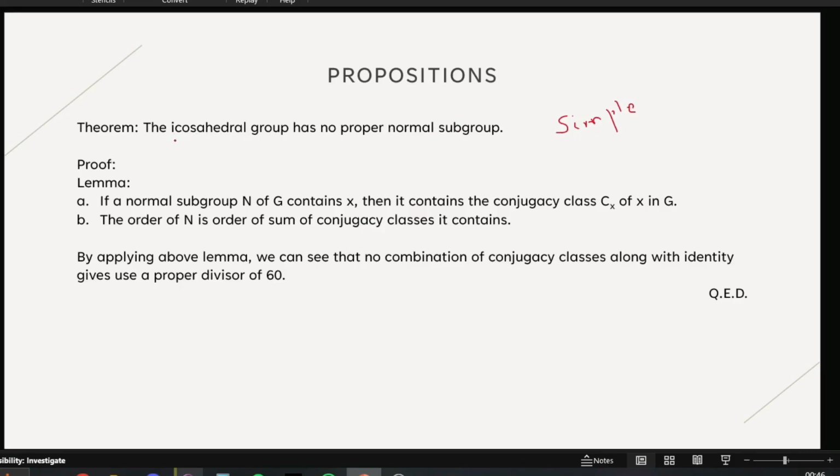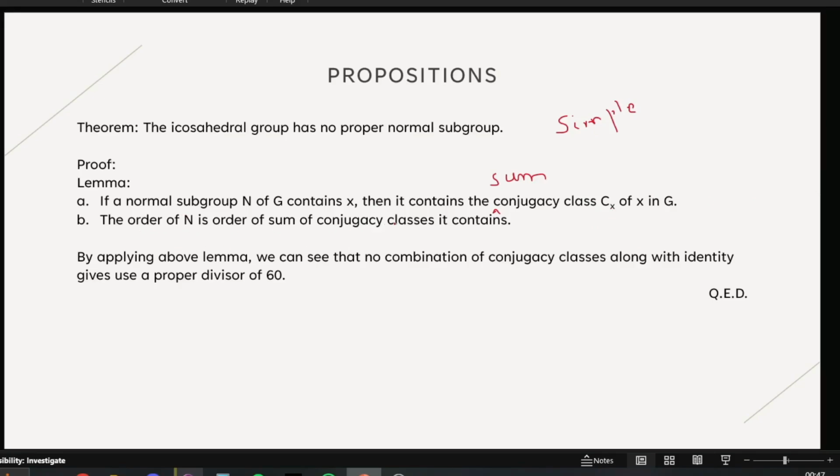We are basically claiming that the icosahedral group is a simple group. For proving this, we use two lemmas: if a normal subgroup contains some element x, then it contains the conjugacy classes. I should say here it is a sum of conjugacy classes, not just conjugacy classes, the sum of conjugacy classes of Cx. So it will always contain the identity class, and then there will be other classes.